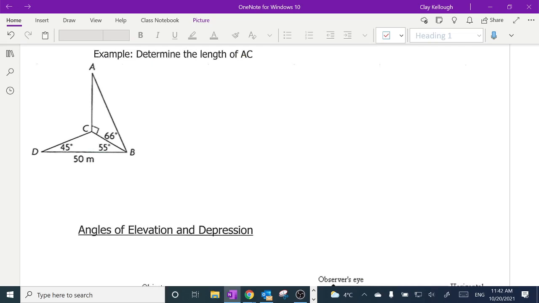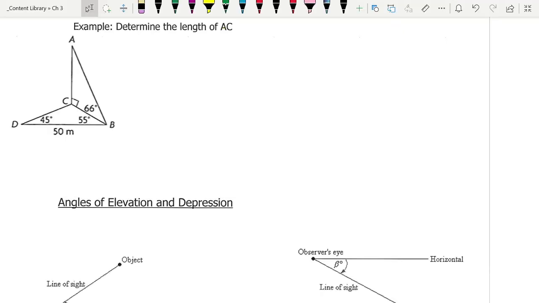Determine the length of AC. So we're looking for this line here. So actually, the thing I'm looking for, I'm going to call it little b, right? Because it's across from angle B. Now, I know that there's a side B in the other triangle, but for now, I'm just going to call that B.